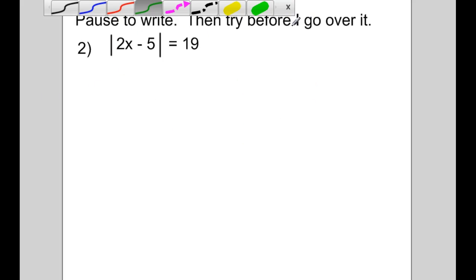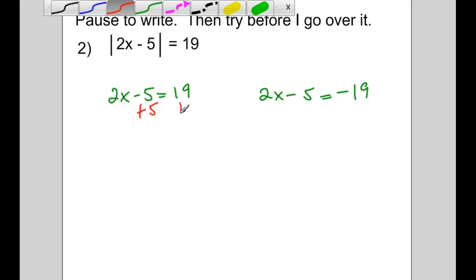Pause it if you like, and then try it, please. Okay, once again, the absolute value is already isolated. Once it's isolated, you can write two separate equations. It must be isolated first. Then you write your two separate equations, one with the positive, one with the negative equation there. Do some math to solve it. Add 5. 2x will equal 24. Then you can divide by 2.